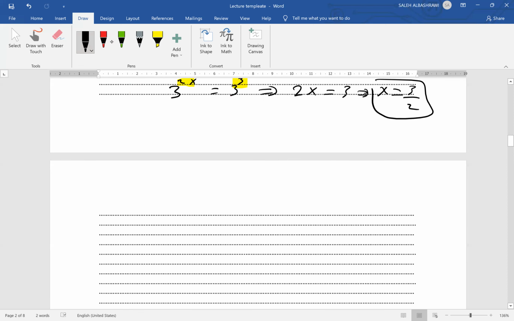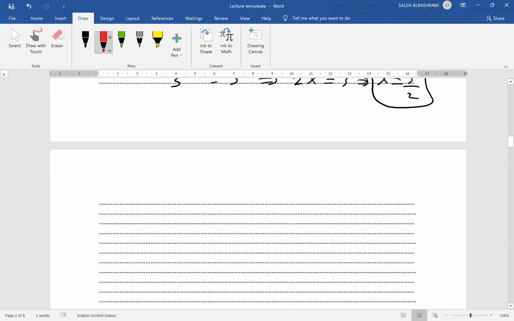Sometimes the left-hand side or the right-hand side cannot be written with the same basis. For example, if I have 5 to power x equal to, I have 5 times 5 is 25 times 5 is 125. But if we have, let's say, 5 to power x equal to 14. Now the number 14 cannot be written as 5 to power something.